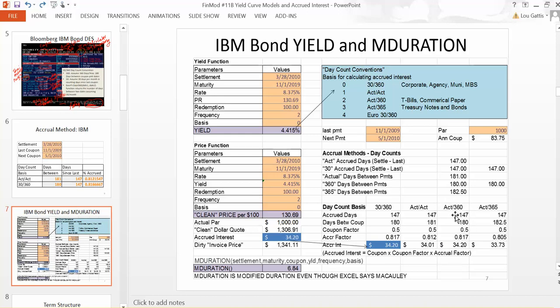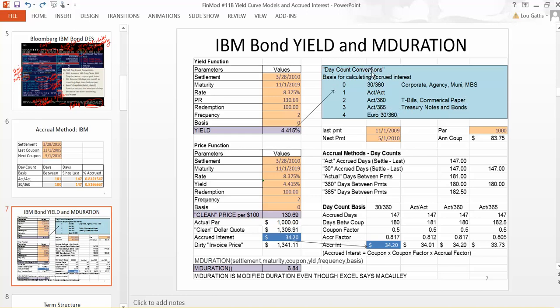If it were Act over 360, I would just take the actual days over 180. And if it's Act over 365, I'd take the actual days over 182.5. So depending on the accrual method, you'll get a different accrued interest, which will then give you a different invoice price. Now, if you have corporates, agencies, munis, or MBSs, mortgage-backed securities, I would assume a 30/360. T-bills, commercial paper, I'd use an Act over 365 or Act over 360. And for Treasury notes and bonds, use an Act over 365.